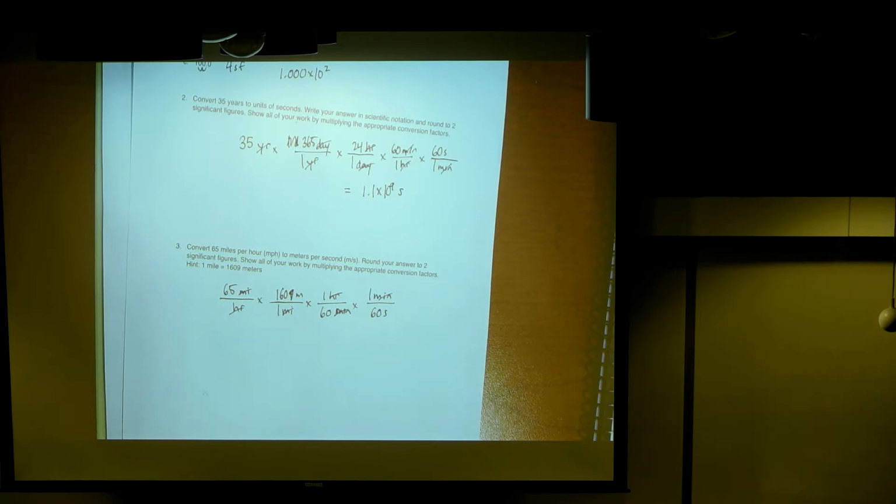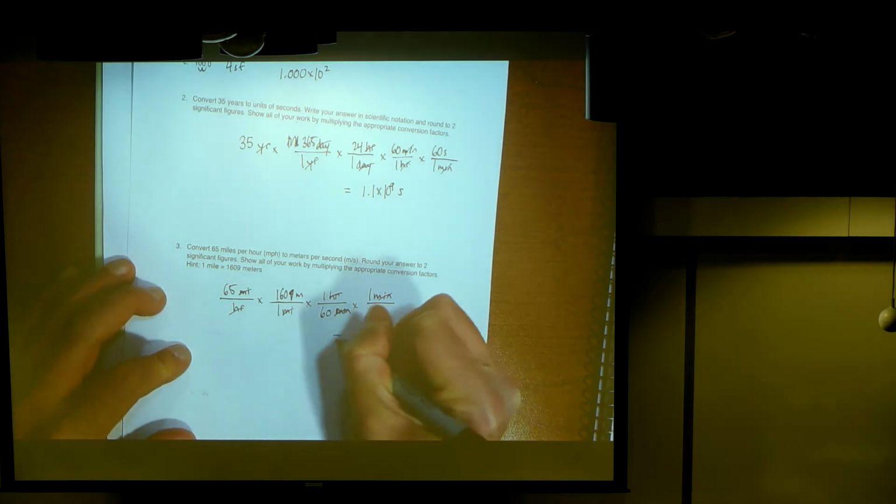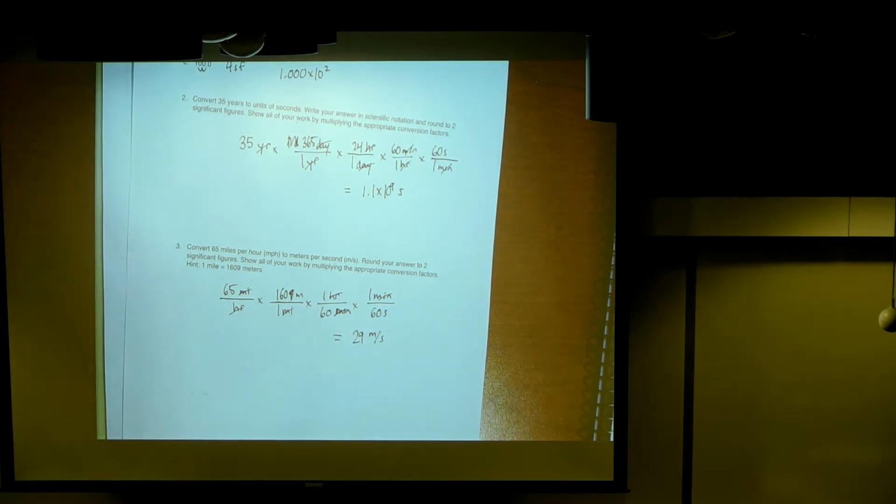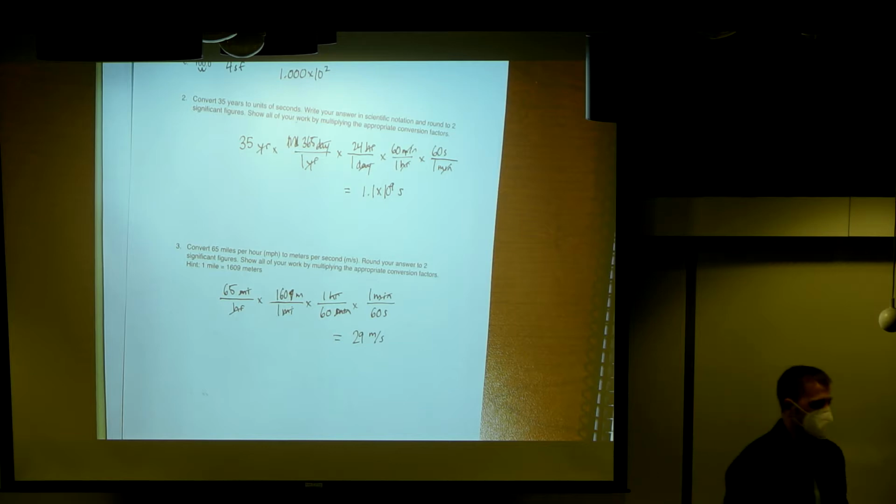29 meters per second? Yeah, you get about 29. So the speed limit on a typical highway is about 29 meters per second. Okay, any questions? I'm going to put the solutions on Canvas too. So with that said, let's get back to the lecture.